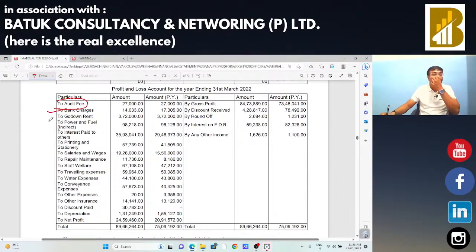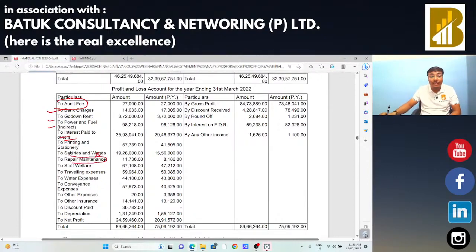Bank charges is okay. Go down, rent, power and fuel, interest paid to others, printing and stationery, salary and wages, no GST. Repair and maintenance, we are going to check the ledger, that if the repair and maintenance is on account of the vehicles, in that case input is not allowed. But if the repair and maintenance is for plant and machinery, in that case input tax credit is allowed.